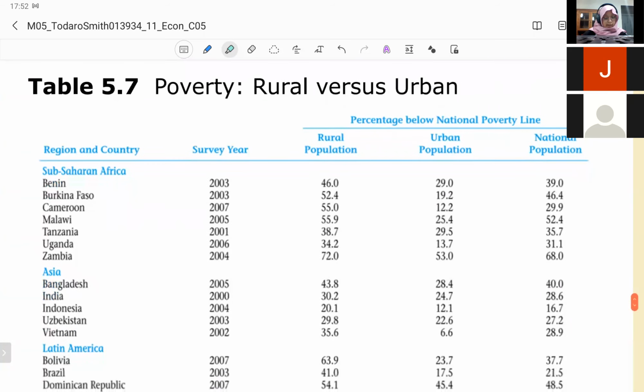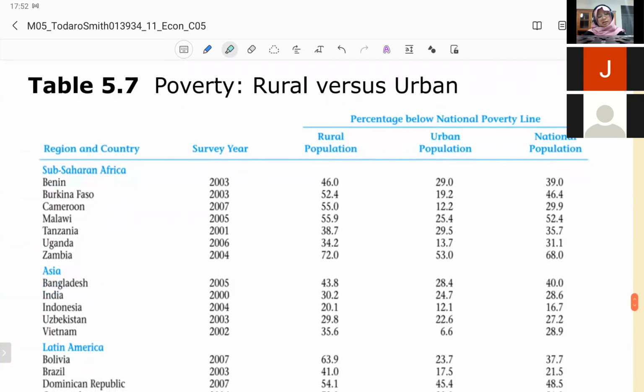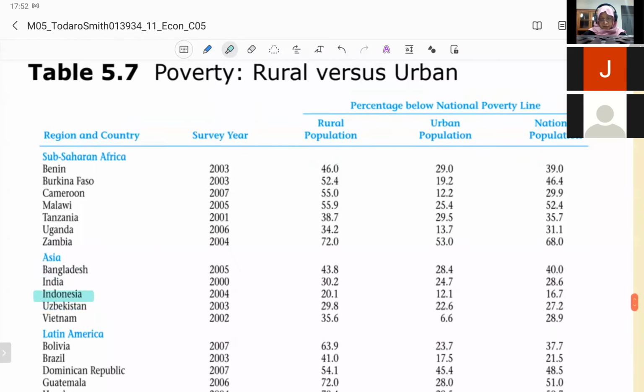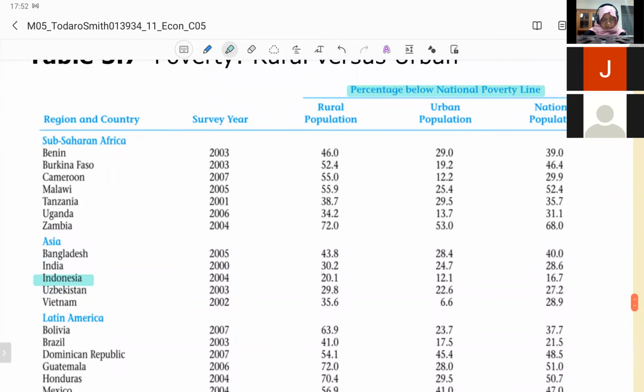Now this is data of poverty in the rural versus the urban. Let's take a look at Indonesia. The rural population, so the percentage below the national poverty line in the rural area is about 20%, in the urban it is about 12%. Meanwhile, nationally, the poor population is about 16%. So the proportion of poor people in the rural area is higher than the national average.